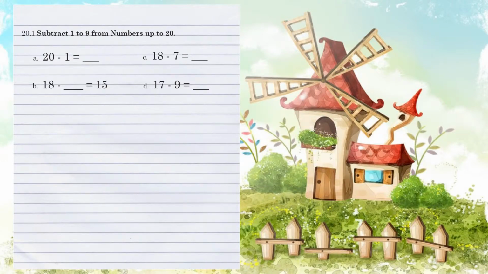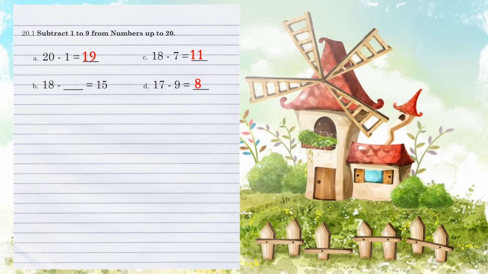I know you could do this mentally, but we're going to look at the technique of borrowing. So if I look at the ones position, I can't take 1 away from 0. So I have to borrow, make it a 1, and then take that 10 that we borrowed and add it to the ones column. Now we have 10 minus 1, which is 9, and then we have 1 minus 0, which is 1, to give us an answer of 19.